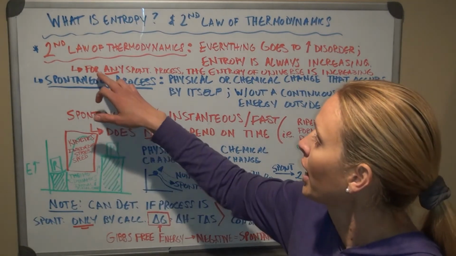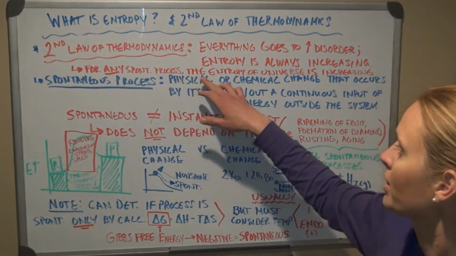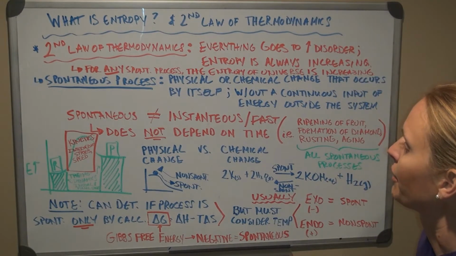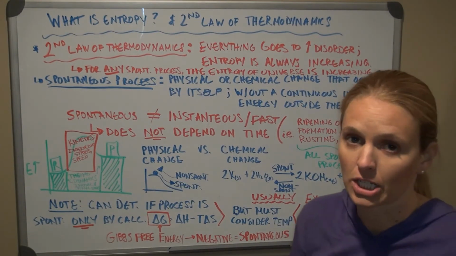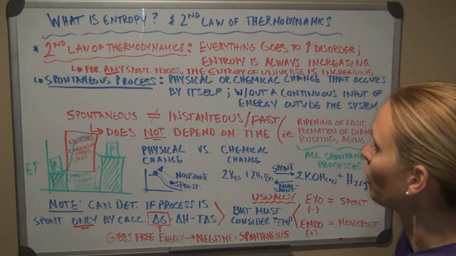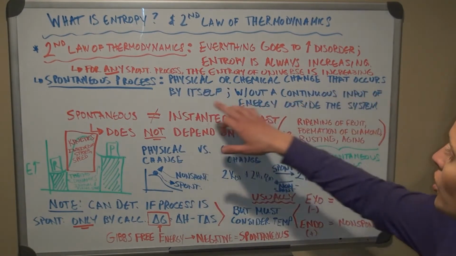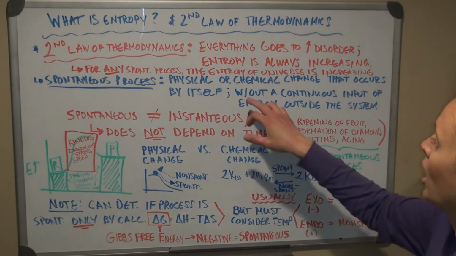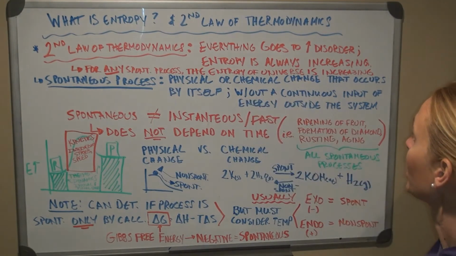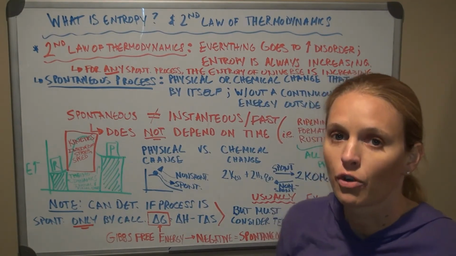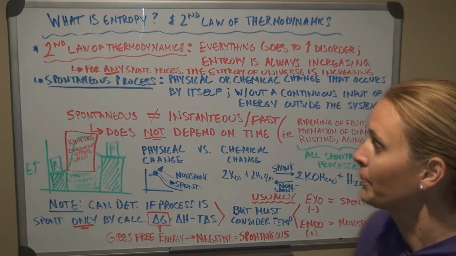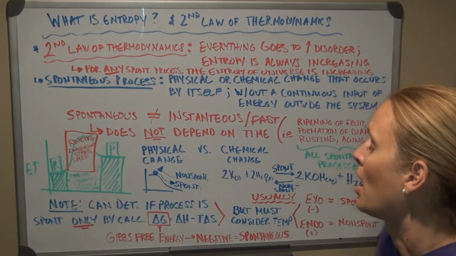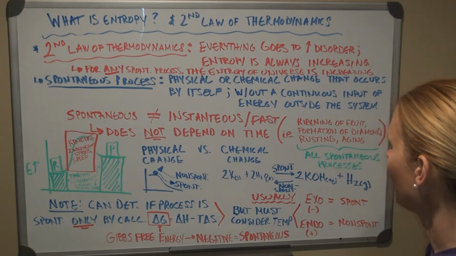And so if we're looking at any spontaneous process, the entropy of the universe is going to be increasing. Okay, so let's first define what a spontaneous process is. Well, it's pretty much everything that you think it would be. It's a physical or chemical change that occurs by itself, and it will continue without a continuous input of energy from outside of the system. Some things might need a little spark to ignite them, but then they will continuously occur once they get going.